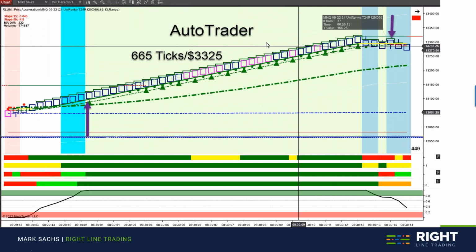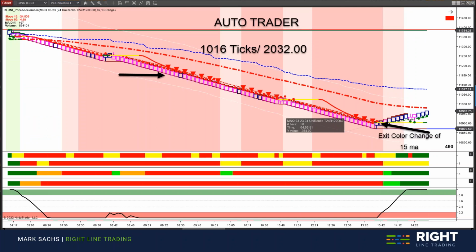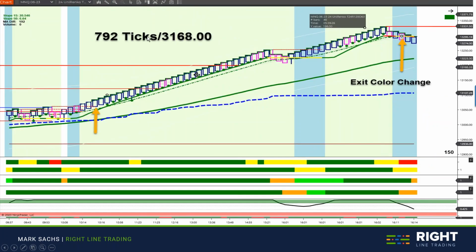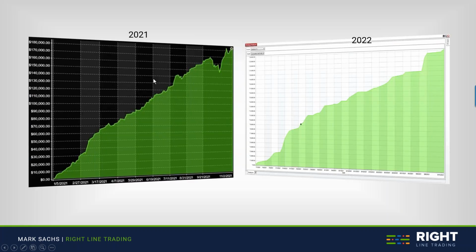This trade was 665 ticks. This trade was 1,016 ticks. That's 254 times 4. Another trade, 632 ticks. Another trade, 792 ticks. And you know what? This particular trade, I wasn't even home when it took it, and I came home, and I saw what we were up. Here is the equity curve for 2021, and here is the equity curve for 2022.